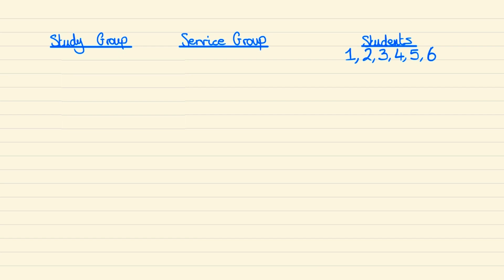Now, without loss of generality, suppose students 1, 2 and 3 formed a study group. Then from the service group, we would need to form a pair for students 1 and 2, students 1 and 3, and students 2 and 3. So we would know a minimum solution here could be 6 groups in total.